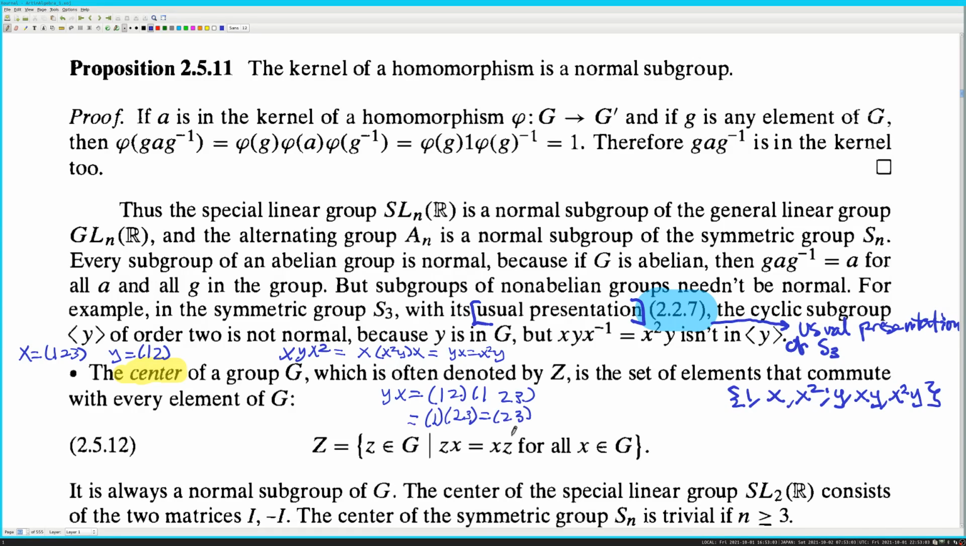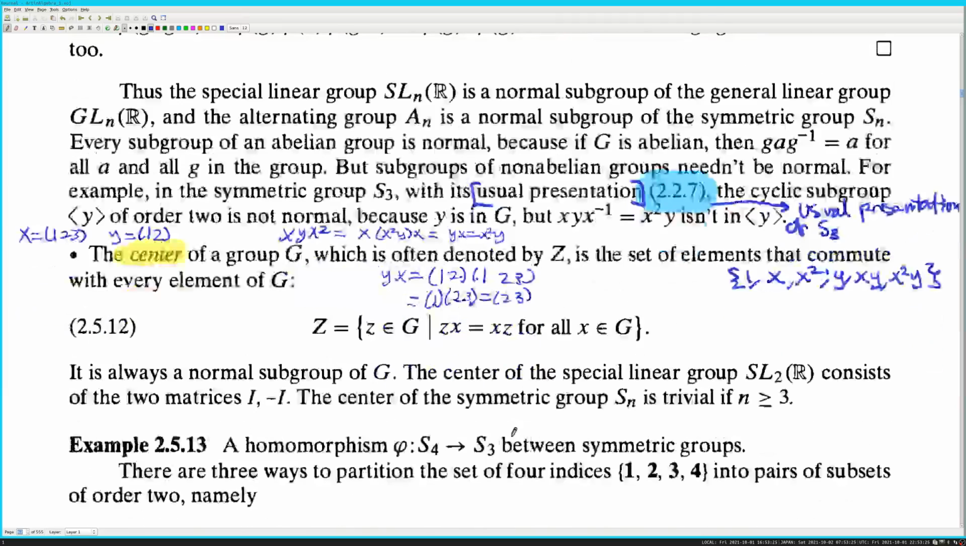The center of a group, which is often denoted by Z, is the set of elements that commute with every other element: z in G such that zx is equal to xz for all x in G. The center is always a subgroup. That's interesting: the center of the special linear group SL2 of R is just those two matrices. Wow.